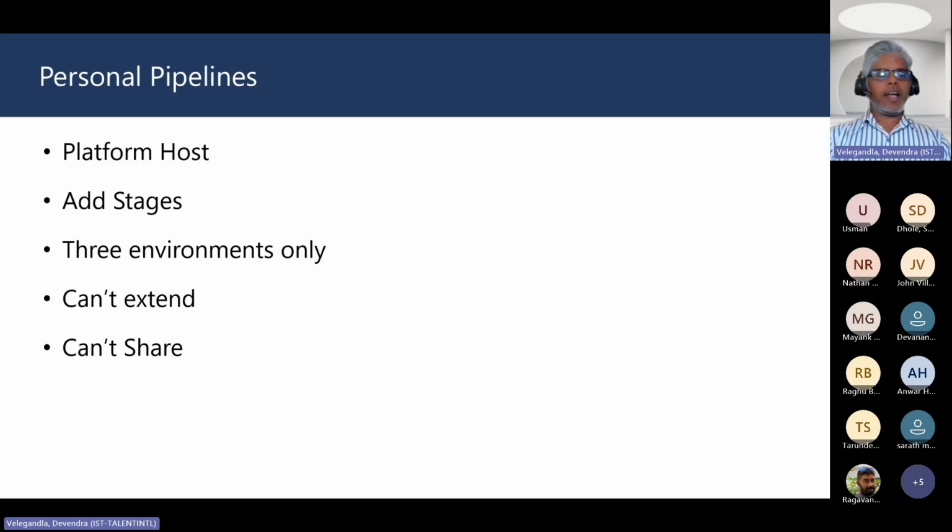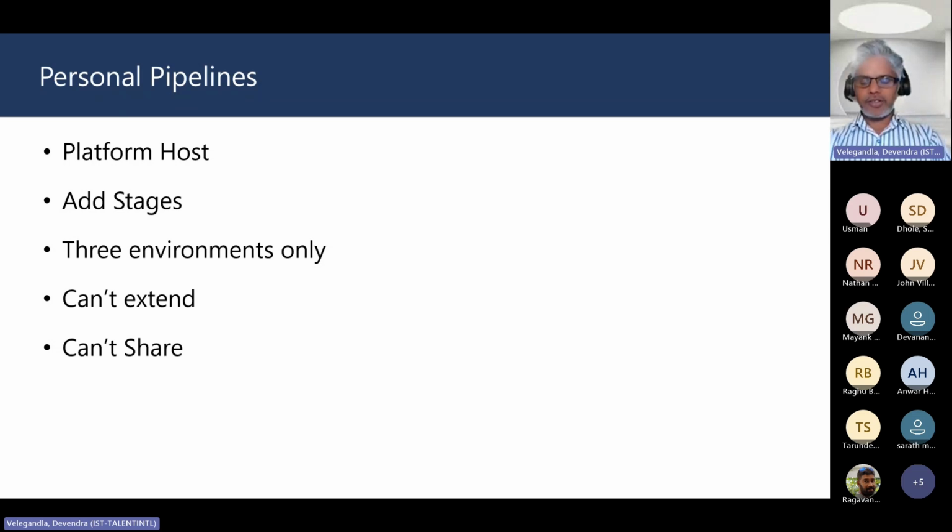Then there is a personal pipelines option. This is where things get interesting, where they don't have to wait for the admins. As soon as they go to their developer environments, they will be able to create pipelines. It supports only three environments, and they can't share with everyone. But still, it's not there yet. That's what I would say.